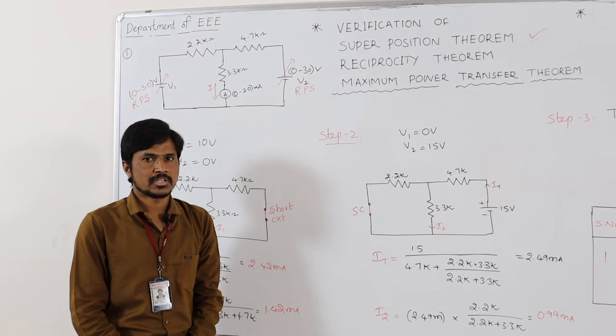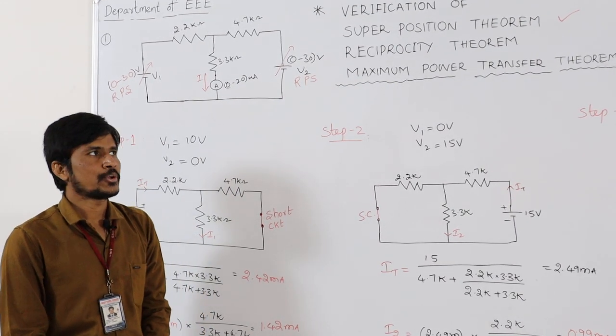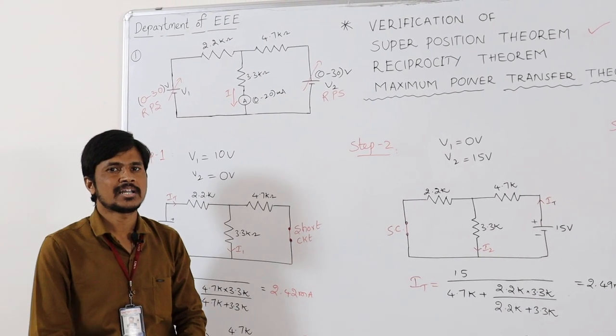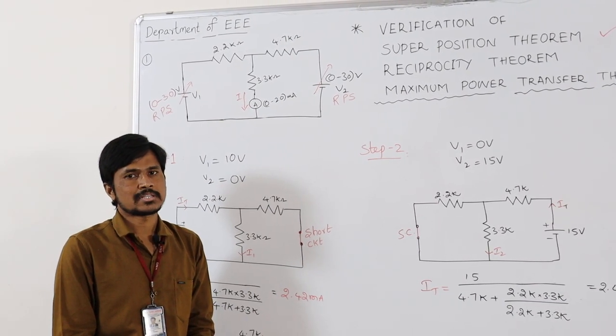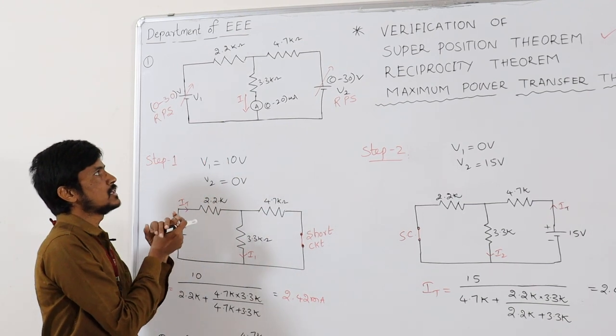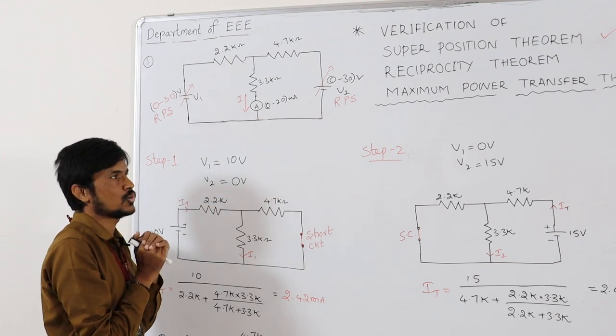In this superposition theorem, whenever a circuit is having multiple sources, then we are going to find out a current in a particular branch that is equal to the algebraic sum of the sources acting alone. Let us see this circuit here. Two sources are there. Now we are going to find out the current in this branch, 3.3 kilo ohms.